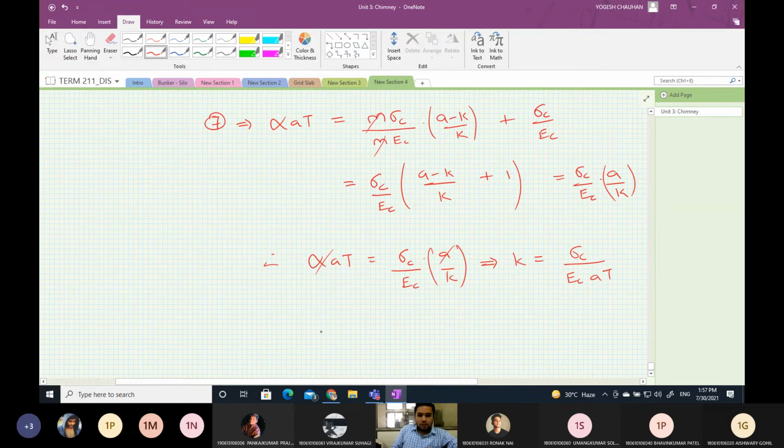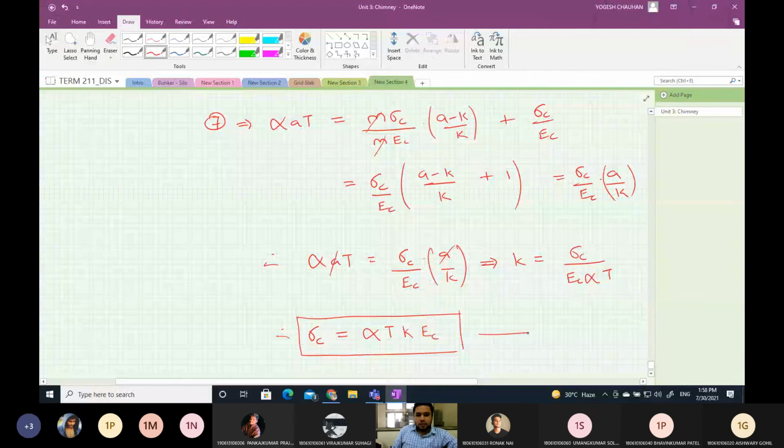you can express this in terms of sigma c. So sigma c will be equal to alpha t, we have cancelled a, okay, a will cancel out. So alpha t k times Ec. Mark this as number 8.